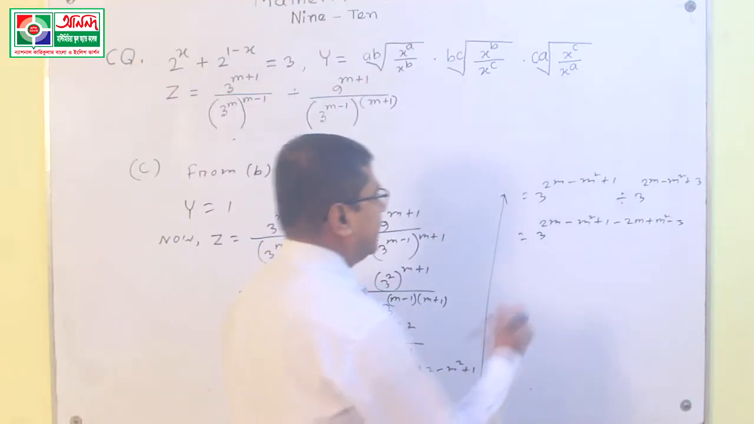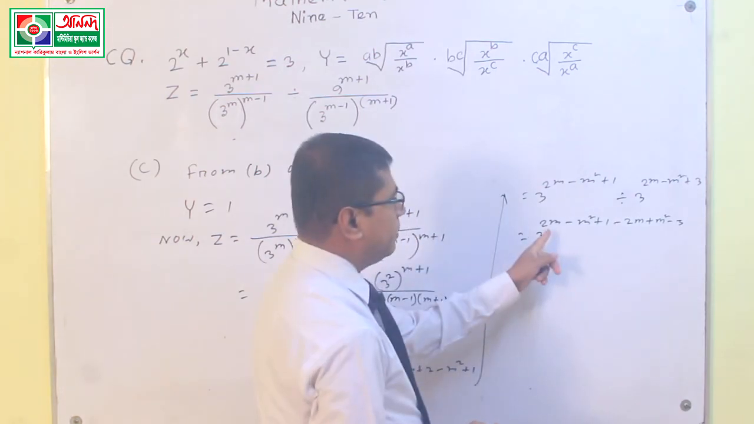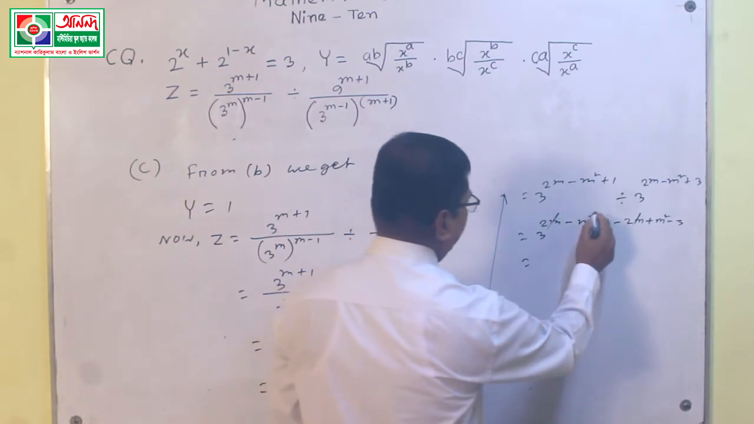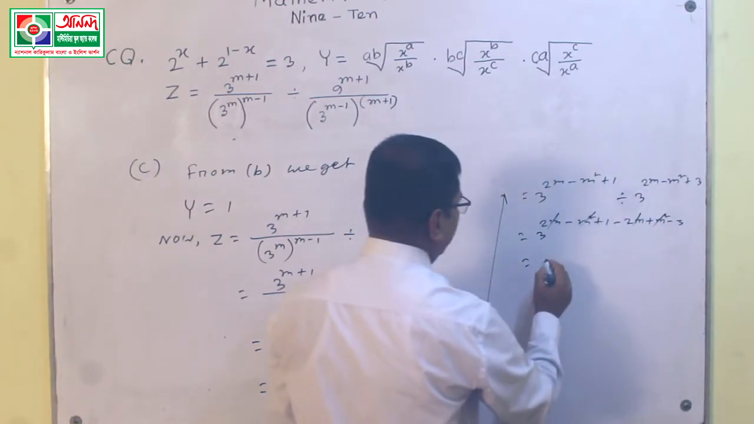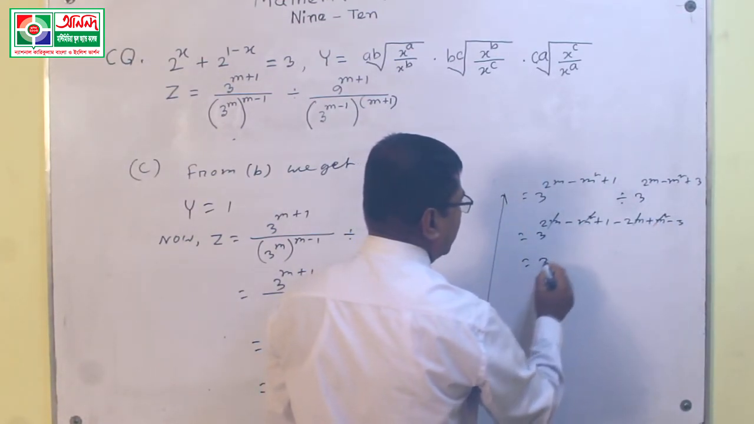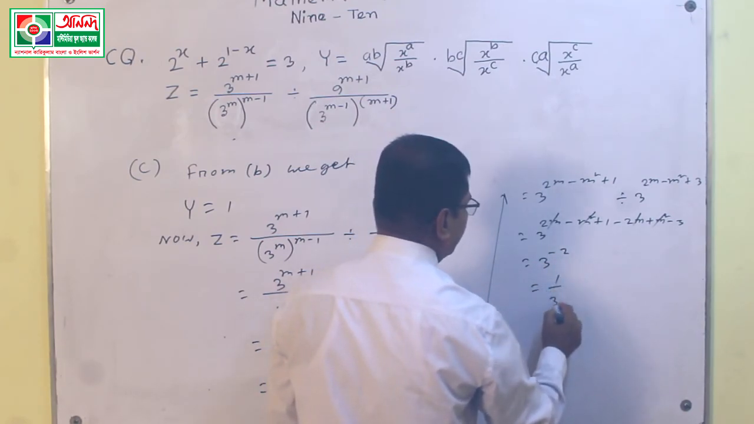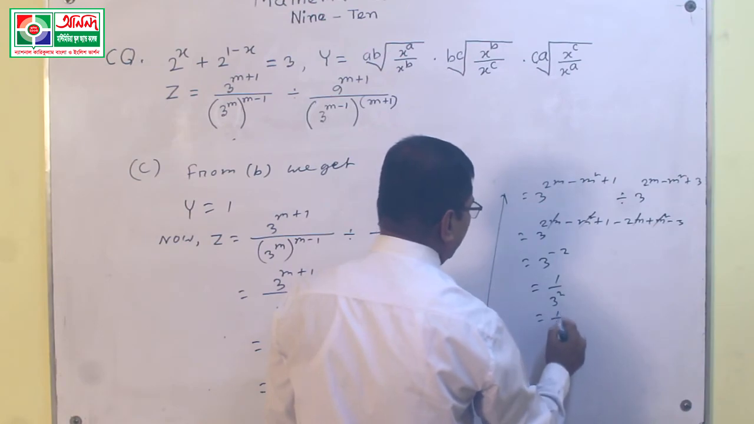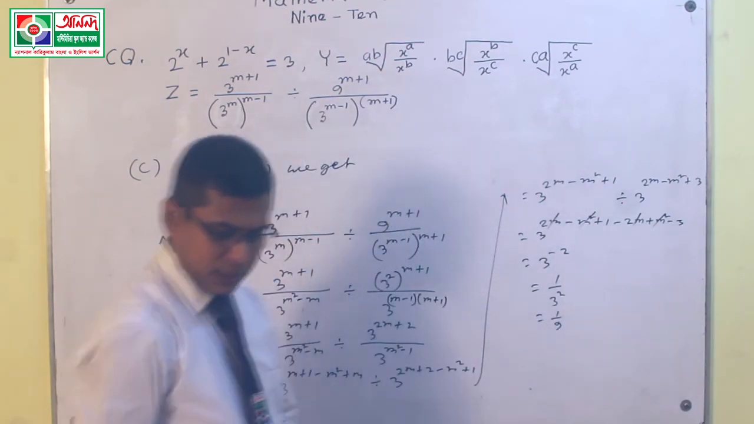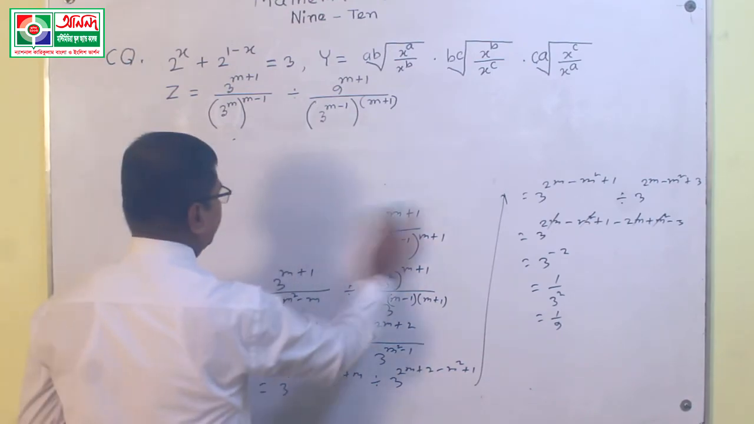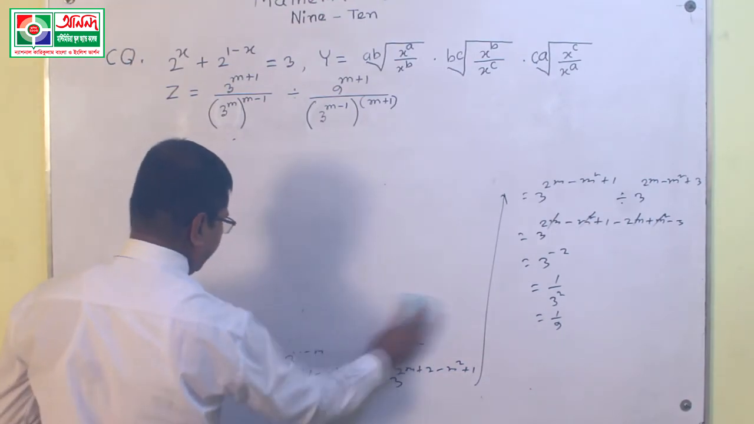Now we can write here, look at, 2m plus 2m and minus 2m we can subtract it, and plus m square and minus m square we can subtract it. Here we can write 3 to the power plus 1 minus 3, 3 inverse 2. 3 inverse 2 means 1 by 3 square, so you can write here 1 by 9. Now we will write left hand side of the question number C.